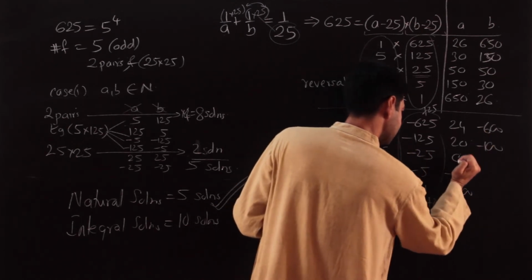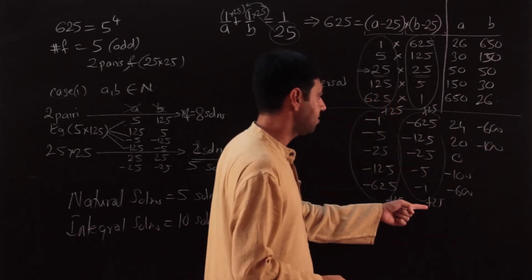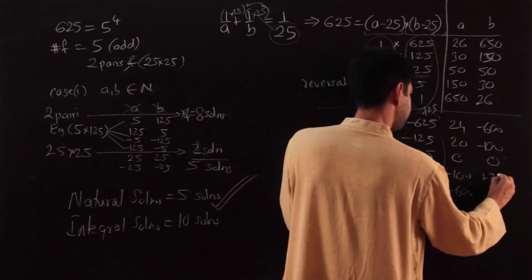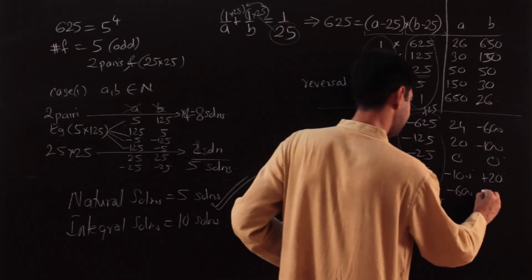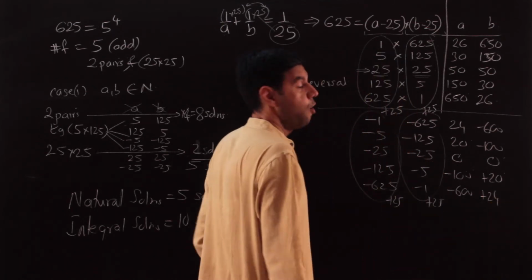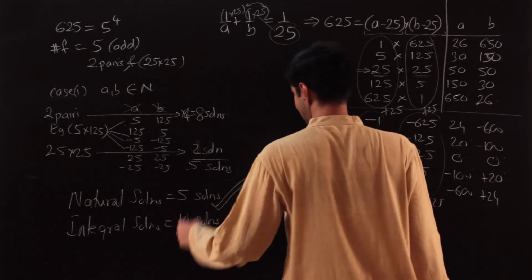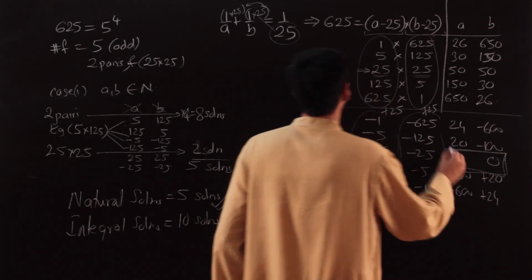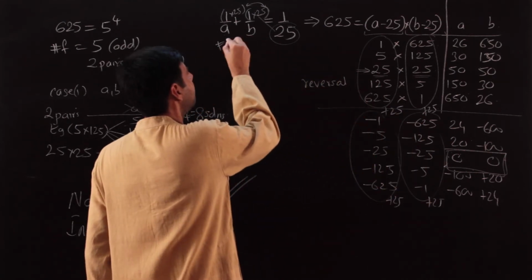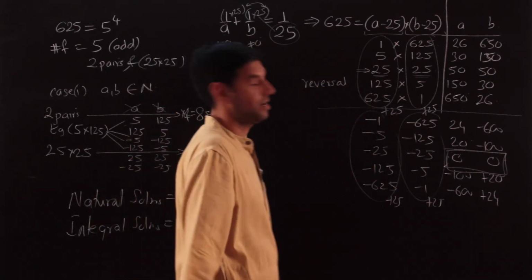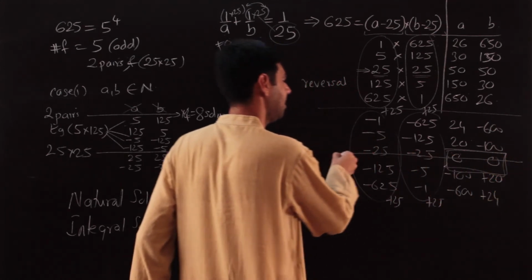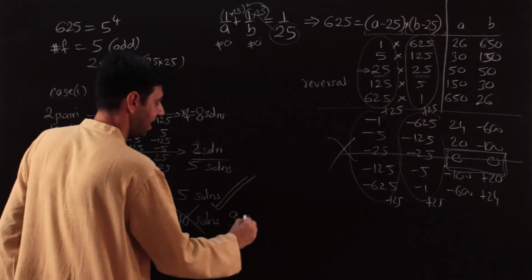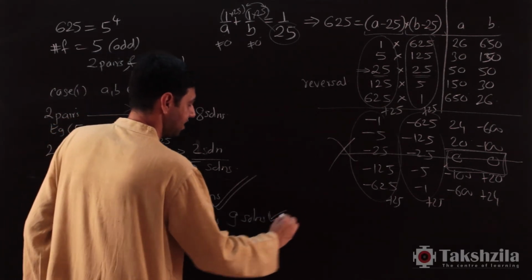Oh, this is my mistake. Minus 125 plus 25 is 100. 0, add a 1 to 25 becomes a plus 20, add 25 becomes a 24. So these are the other 5, 5 and 5, 10, but the problem is this. A and B cannot be equal to 0. Why? Because they appear in the denominator. So this solution is not acceptable. So 10 solutions goes wrong and the correct answer is 9 solutions.